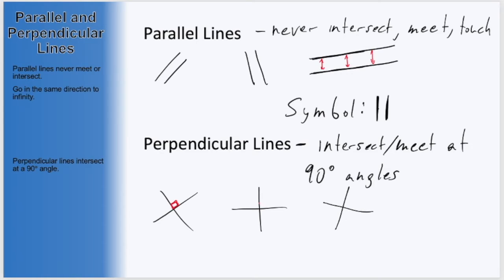Looking for an intersection where you are able to make this perfect box or square is what tells us if we have a 90-degree or right angle at our intersection. And when we do, that's when we have perpendicular lines. The symbol that gets used to represent perpendicular lines is this symbol right here.